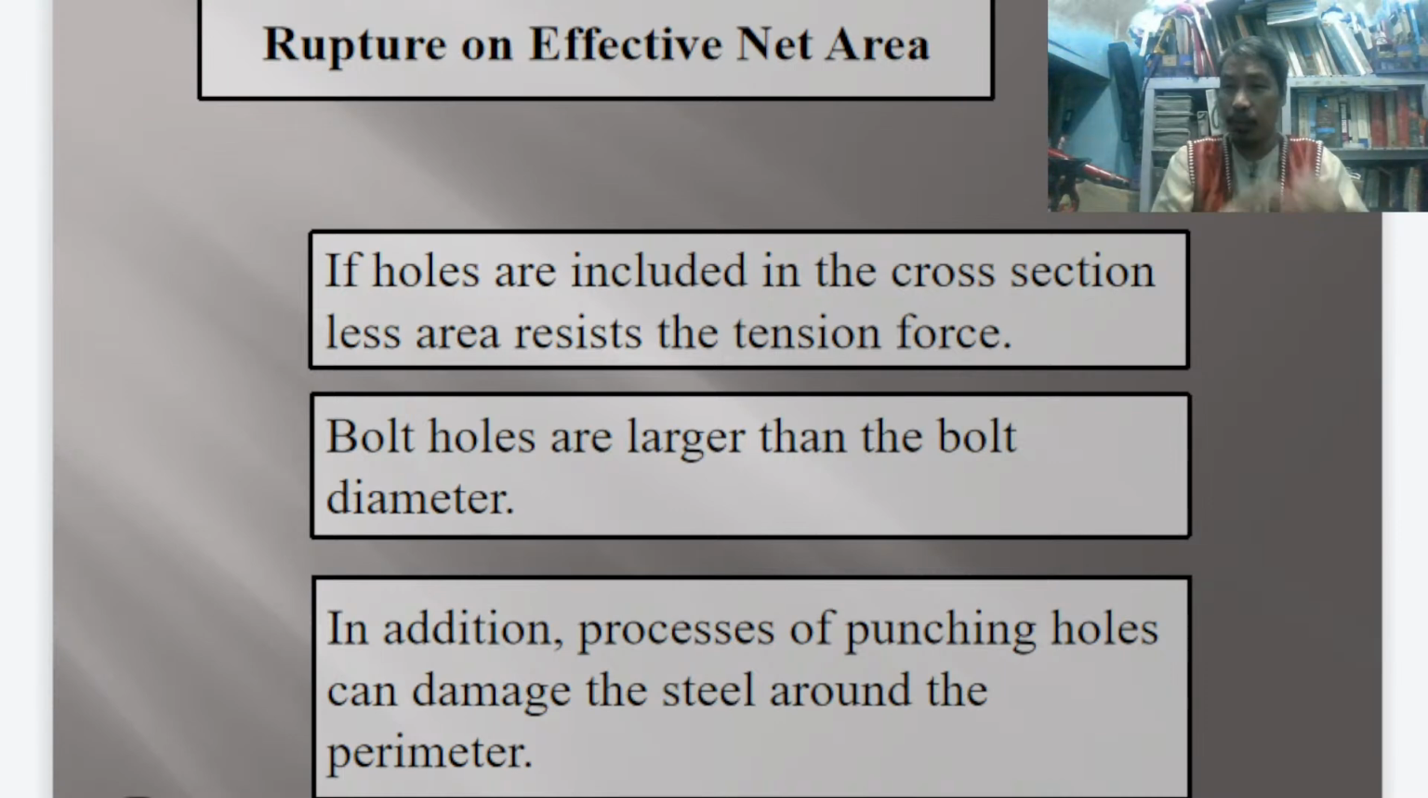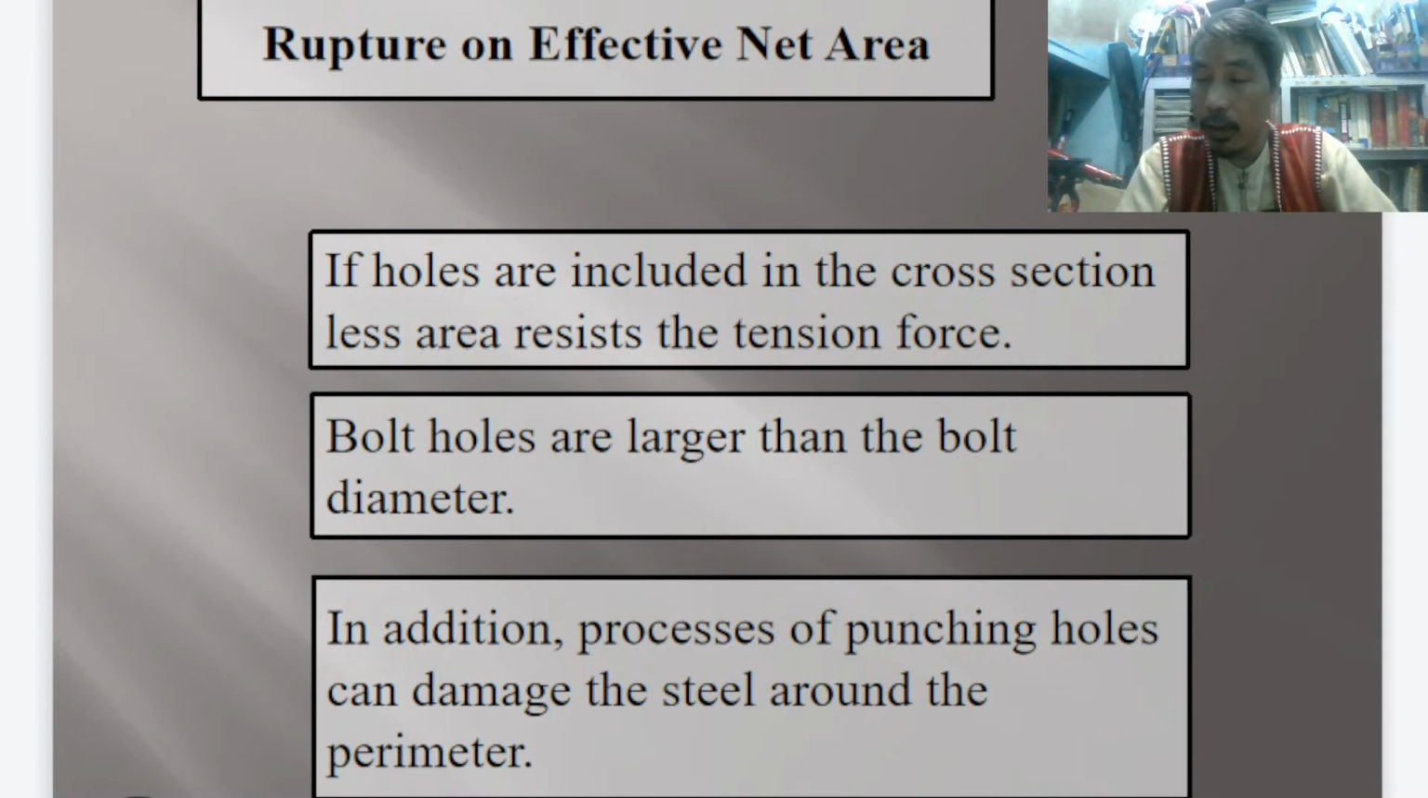Bolt holes are larger than the bolt diameter. This is the number 2 principle. We already know that we have to add 1/16 up to 1/8, if we are talking of the most common size of bolt. In addition, the process of punching holes can damage the steel around the perimeter. That's why we are doing this. This is the actual reason.